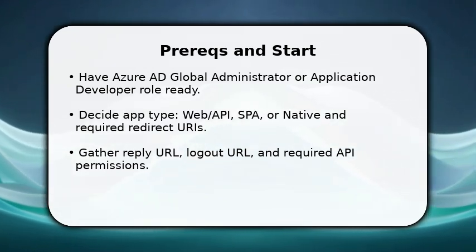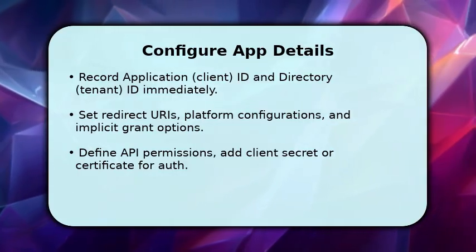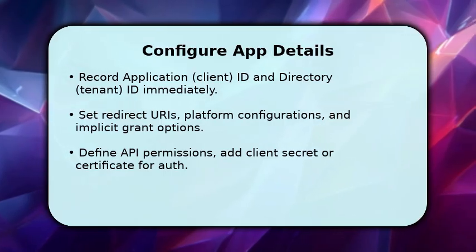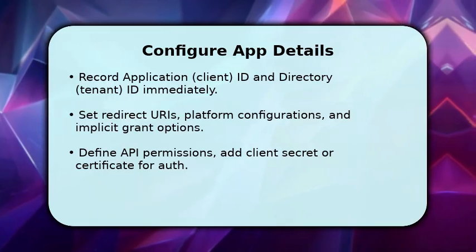Once the registration exists, you configure identity and access. First, copy the application client ID and directory tenant ID for code and config. These are required for token requests.